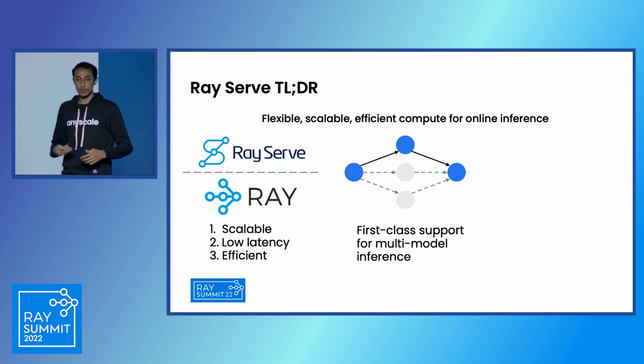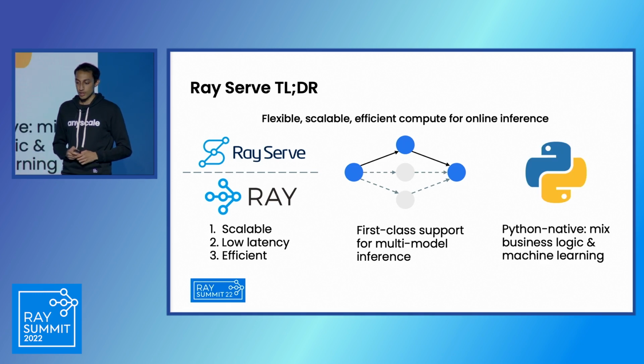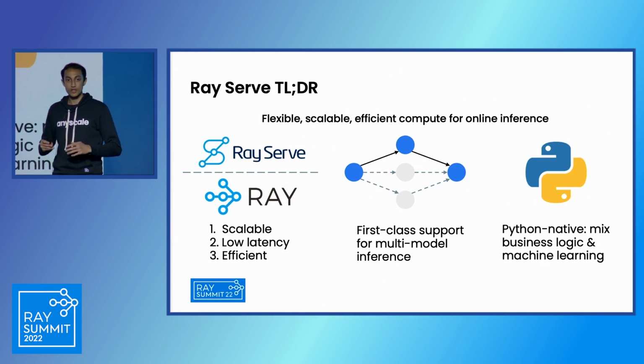We're introducing a new deployment graph API in Ray 2.0 that lets you compose lots of different models together in order to serve requests. And last but not least, it's Python native. It has a really simple API that makes it very easy for you to mix arbitrary business logic with model inference.